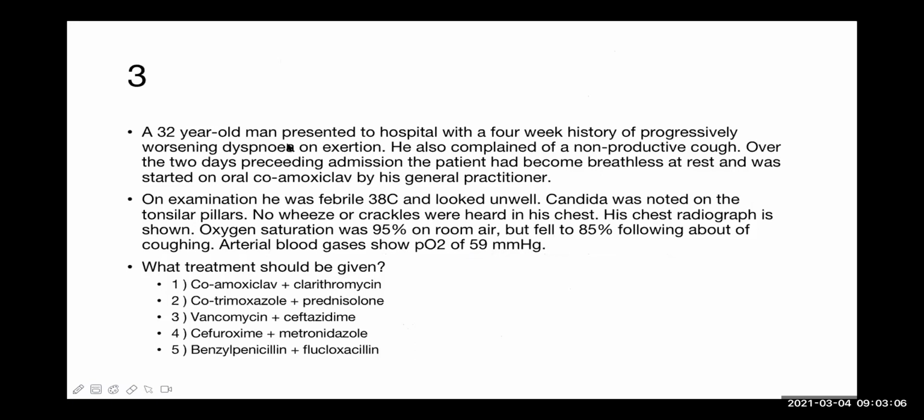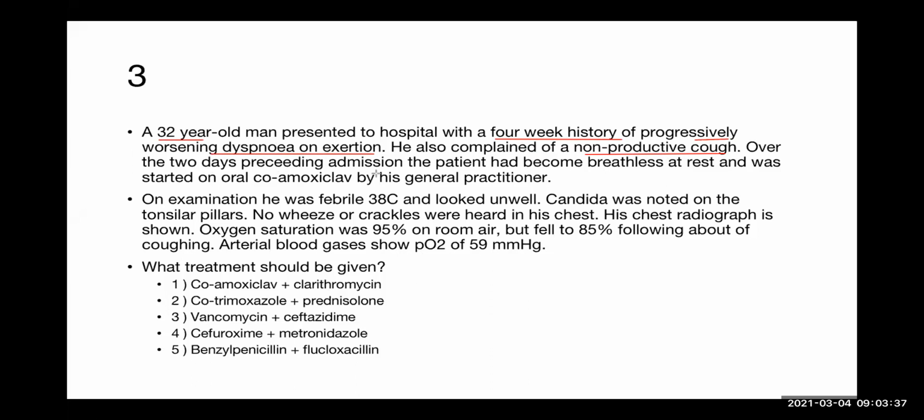This is a 32-year-old male presented to the hospital with a 4-week history. I'm going to underline the important points, okay? And this is how you are going to solve this type of case. So 4-week history of progressively worsening dyspnea on exertion. So the patient is getting more dyspneic on exertion, and there is a 4-week history. His age is 32 years. He also complained of non-productive cough. So there is no sputum.